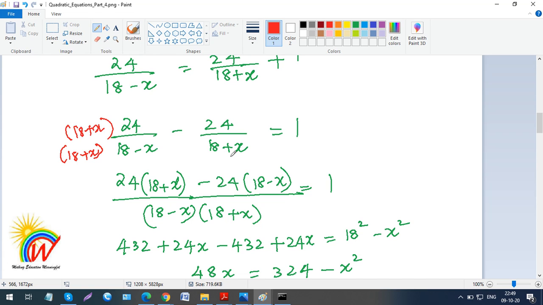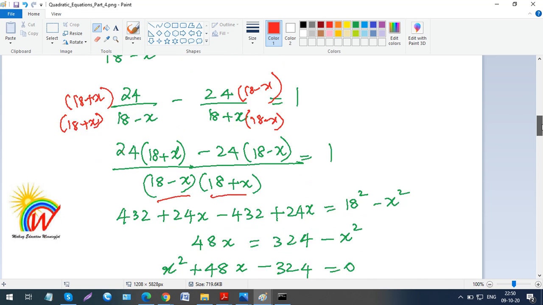This side I'm multiplying by 18 minus x. So now both of them have 18 plus x and 18 minus x. Okay, so now what do I have? I'll have to multiply 2 times 18 plus x minus 24 times 18 plus x minus 24 times 18 minus x in the numerator, the whole thing divided by 18 minus x and 18 plus x, because the denominators are the same, is equal to 1.